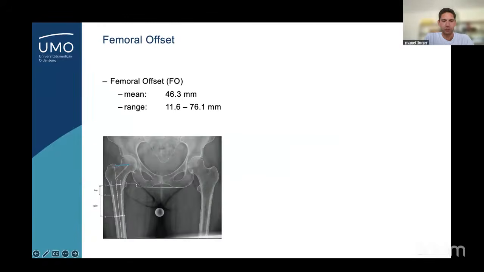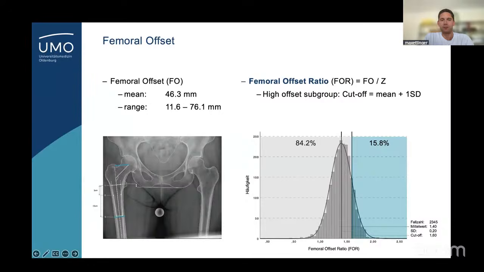One more thing, which is really important, is that Dorr and CCD are only 2/3 of the game. And as I said before, the femoral offset plays a role as well. And you know that we have hips with high offset and normal offset, and you can basically define that high offset group with a cutoff, which is the mean added by one standard deviation, as you see here, once again, out of that cohort of 2,500 people.